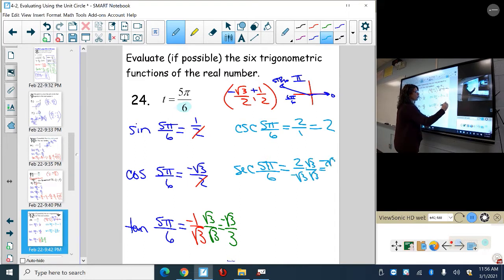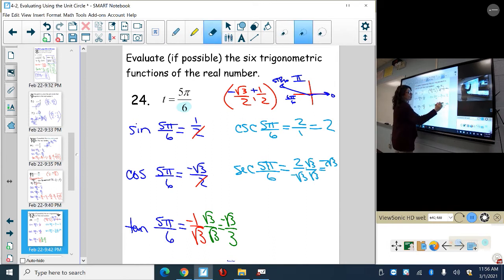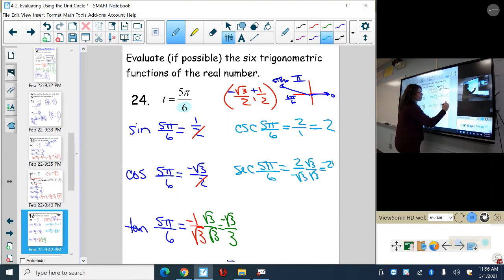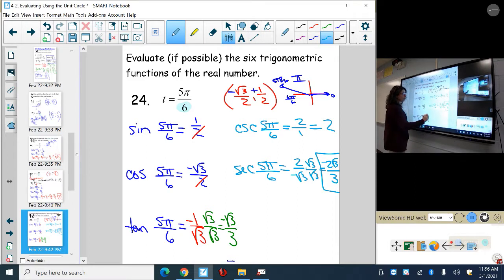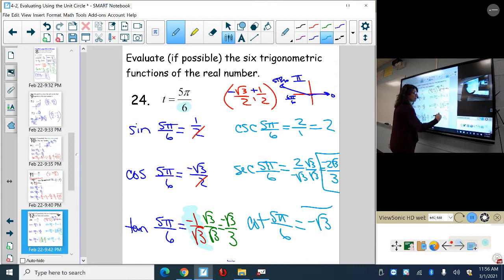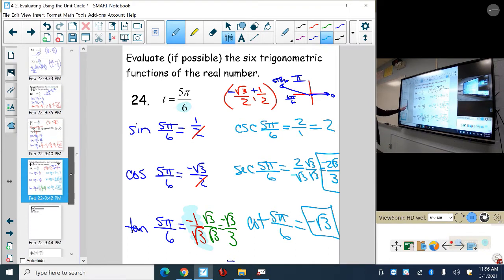So that's 2 square roots of 3, negative 2 square roots of 3 over 3. And then the cotangent of 5 pi over 6. I am going to grab this right here in red, and I'm going to take the inverse of that, which is simply going to be negative square root of 3, and that's going to give me less to rationalize. Okay? So that's number 24.